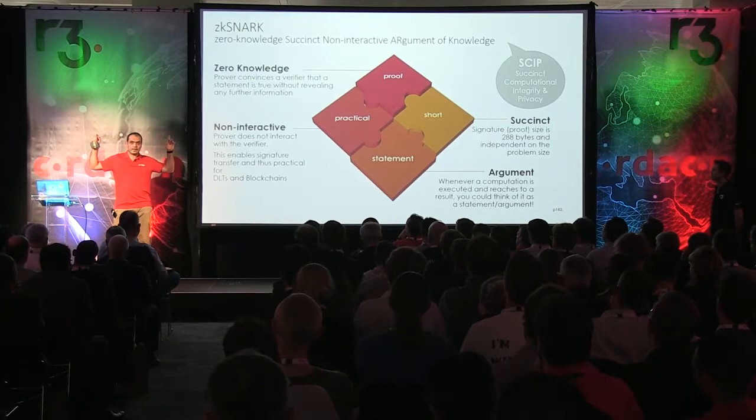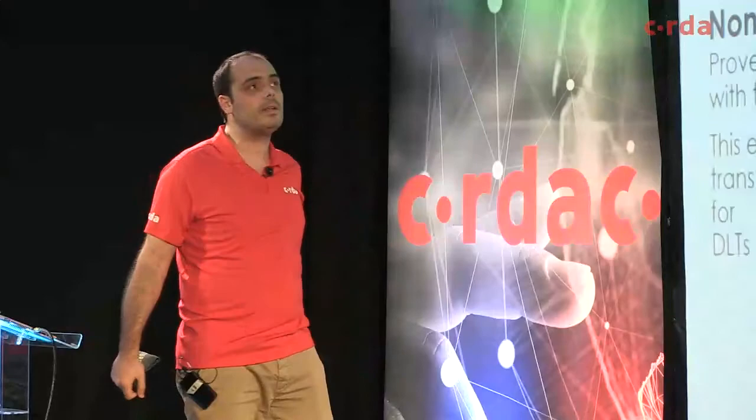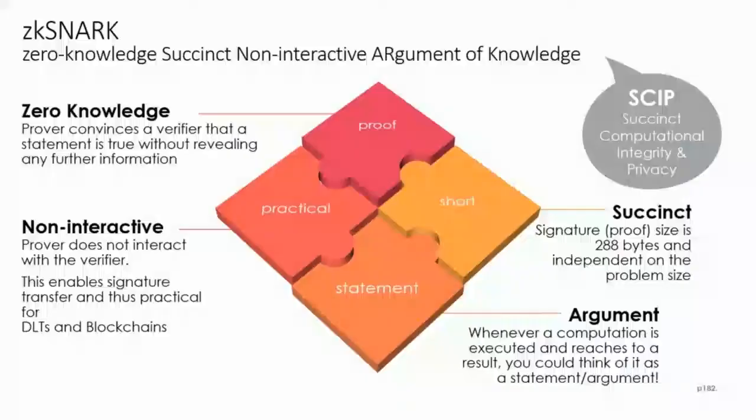And as we said before, ZK SNARKs, if you don't know what it means, is succinct non-interactive argument of knowledge, which is zero knowledge, what we said before. It's non-interactive. This is very important. Another thing that Mike couldn't do with this experiment is transfer my proof. It's only between us. But in DLTs and blockchains, this can't work. We need transferable signatures. We need transferable proofs. That's why this is practical.